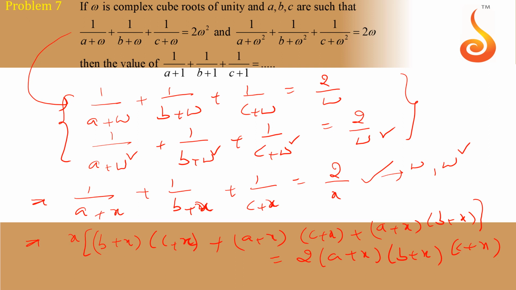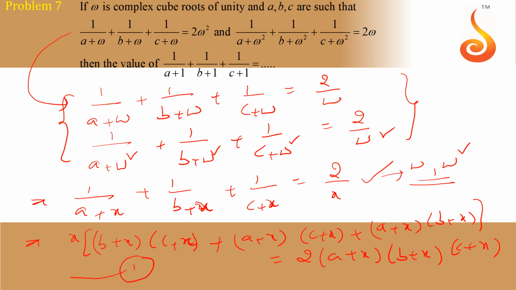Even if you expand the left side also, the x square coefficient you are getting is the same thing. Means if you simplify, the x square coefficient will become 0, which means the sum of the roots must be 0. If the sum of roots is 0, and 2 roots are already omega and omega square, the other root must be 1.